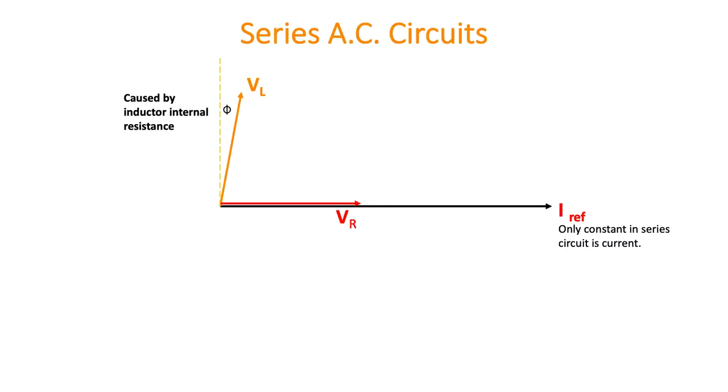Then we add the voltage caused by the inductor. Now, we're dealing here with practical inductors, so I've drawn in a couple of degrees to allow for the internal resistance of the inductor. The inductor voltage is close to 90 degrees in the vertical position from current. In other words, the current is lagging behind our inductive voltage. Then we add the capacitive voltage. Remember that current always leads a capacitor. So there are the basics of our phasor diagram.